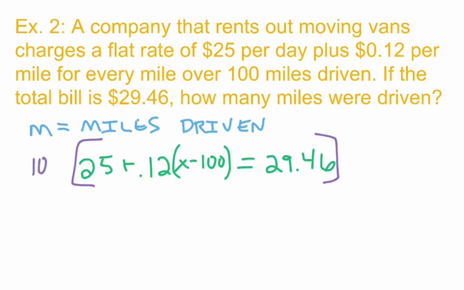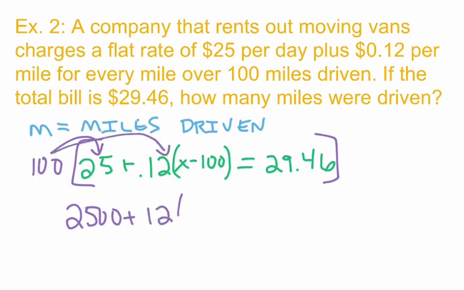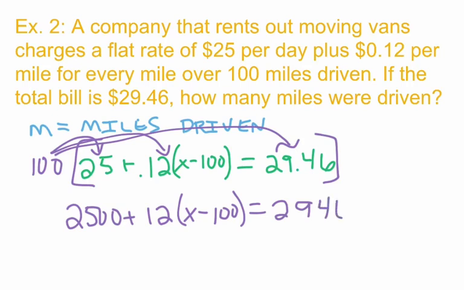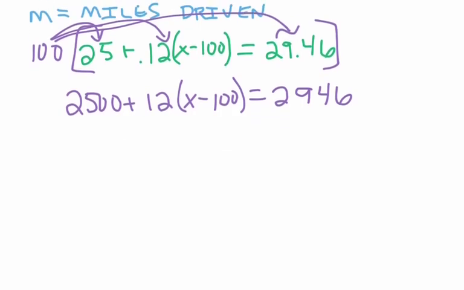We're going to take the entire equation and multiply it by 100. So first, 100 times 25 gives us 2,500. Bring down our plus sign. 100 times 0.12 is going to give us 12, and bring down our parentheses. Remember, we do not distribute our 100 into the parentheses. Bring down our equal sign, doing our best to keep things aligned. And then finally, 100 times 29.46 is going to give us 2,946. All right, so now we're ready to go ahead and start solving this problem.